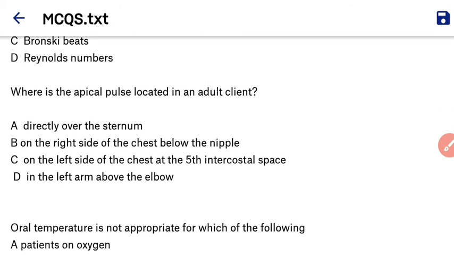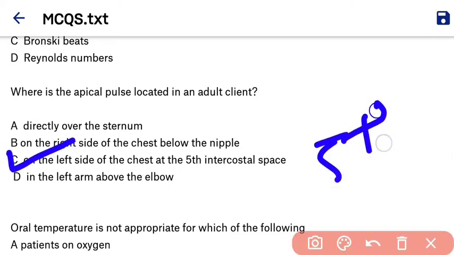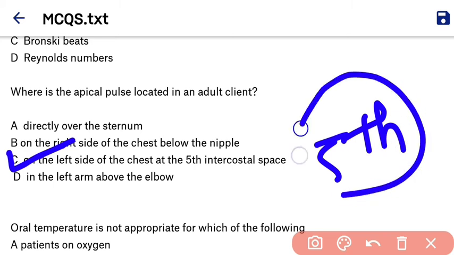Next, where is the apical pulse located in the adult client? So here our right answer is on the left side of the chest at the 5th intercostal space. Okay, so this is the normal location for the apical pulse in the adult.